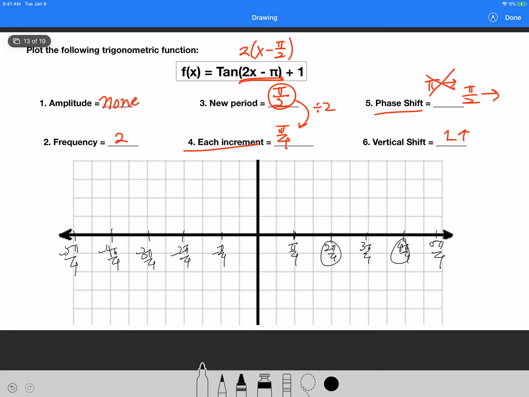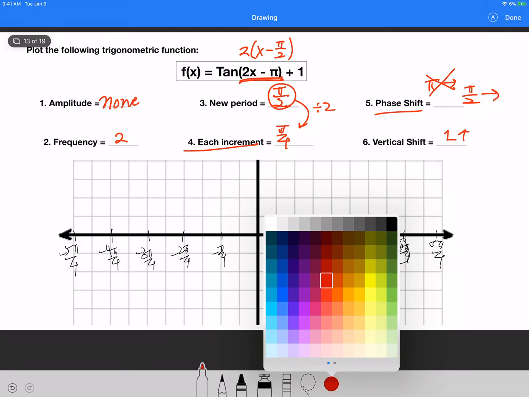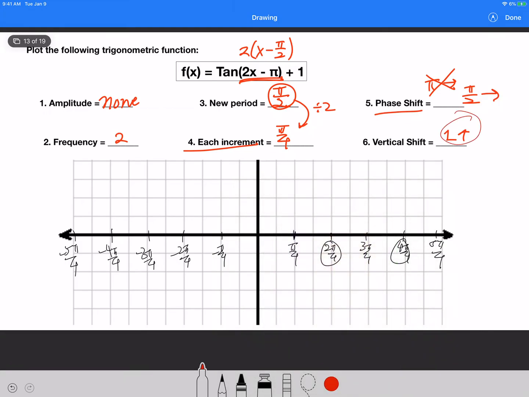So I have the increments ready. And now also what I need to label is the middle line. The middle line will happen at positive 1. So those are where your midpoints are going to be. Another thing is that we're phase shifting pi over 2 units to the right. What that means is your middle line will happen right here at pi over 2.